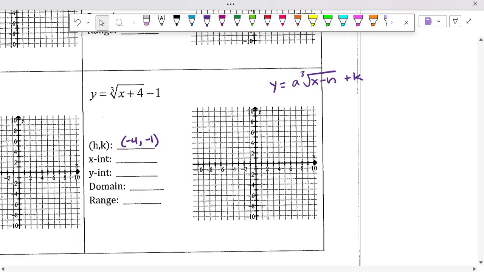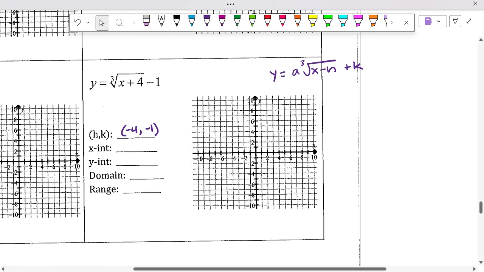All right, so domain and range. So we talked about this yesterday. What's always a domain range for a cubic? All real numbers for both. So remember, the only time you have to worry about the constricting domains and ranges is with square root functions. Cube roots, it's always going to be all real numbers.